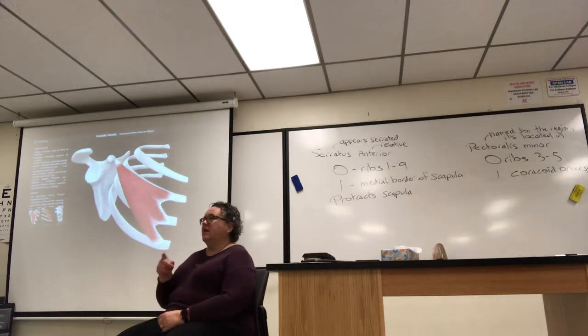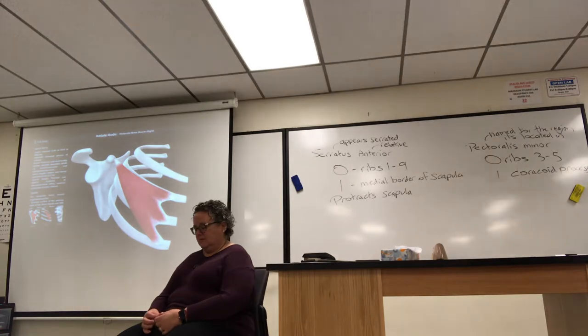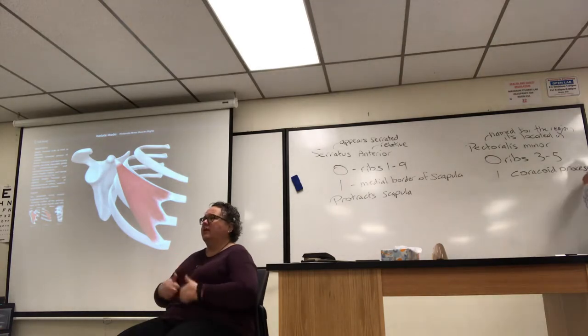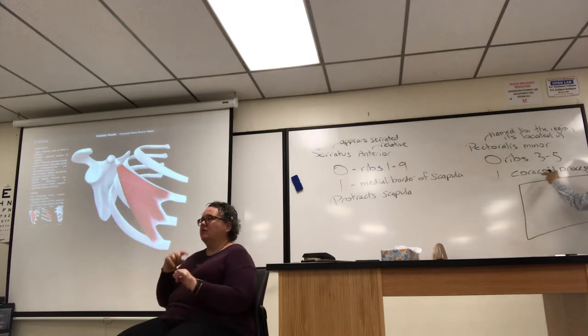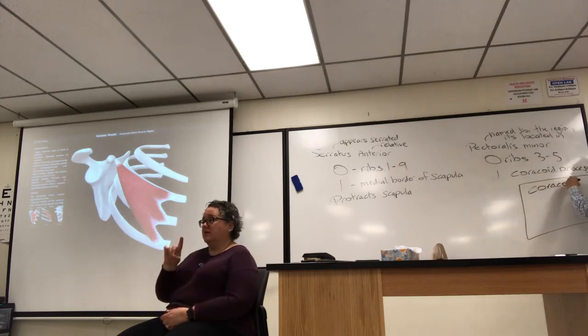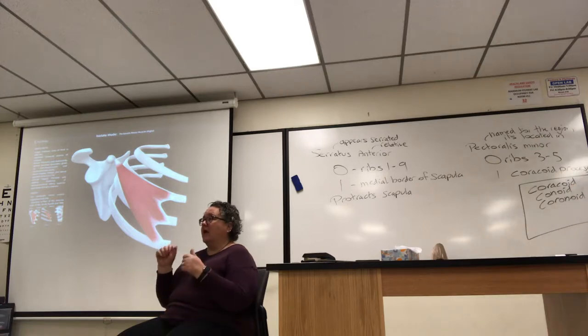On one of your quizzes this morning, coracoid. There are some words in anatomy that sound similar, so let me throw this at you so you don't get confused. There's coracoid, there's conoid, and there's coronoid. I gave you all of those terms on your study list, so don't confuse them. The coracoid, that's scapula. What's conoid? Process. That's clavicle. And coronoid process, that was a little thing on the ulna. So they're all different bones.